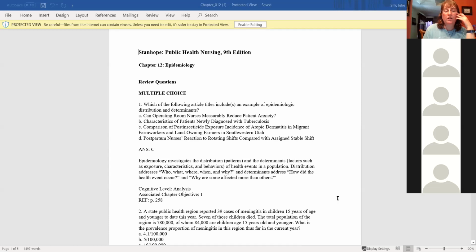Okay, so this next one says a state public health region reported 39 cases of meningitis in children 15 years of age and younger to date this year. 7 of those children died. The total population of the region is 780,000, of whom 84,000 are children age 15 years old and younger. What is the prevalence proportion of meningitis in this region thus far in the current year?